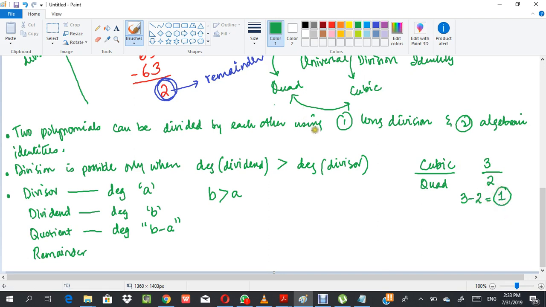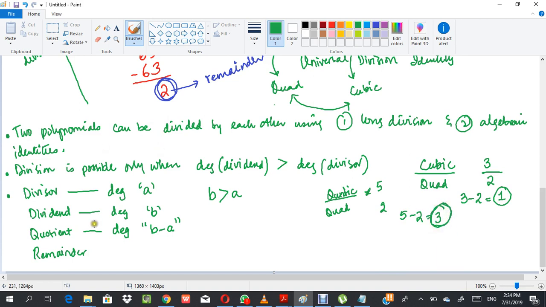Let's take another example. Let's say I have a quintic polynomial as my dividend and I am dividing it by a quadratic polynomial again. So what will be the degree of the quotient? A quintic polynomial is a fifth degree polynomial and a quadratic polynomial is a second degree polynomial. So according to this rule, the degree of the quotient would be 5 take away 2, that is 3. So the quotient will be a cubic polynomial. I hope this makes sense.